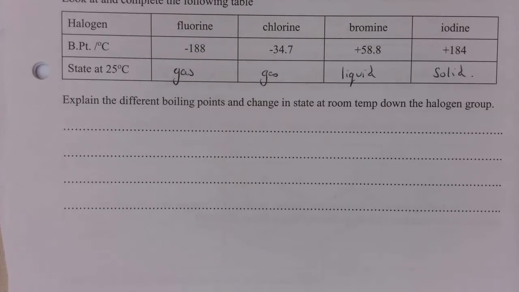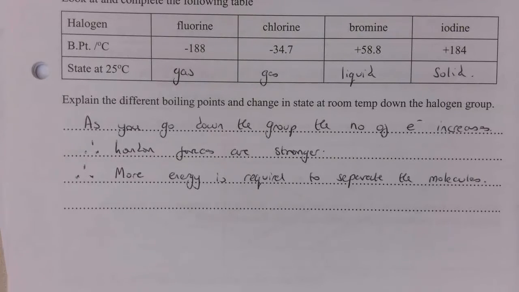Again, the reason they change their boiling points as you go down the group is due to the increase in the strength of the London forces. So it's the same three points again. As you go down the group, the number of electrons increases. Because the number of electrons increases, the London forces are going to get stronger. Because the London forces are stronger, you're going to need more energy to separate the molecules from each other. Do notice we're not talking about the bonding within the molecule, only the forces of attraction between the molecules.